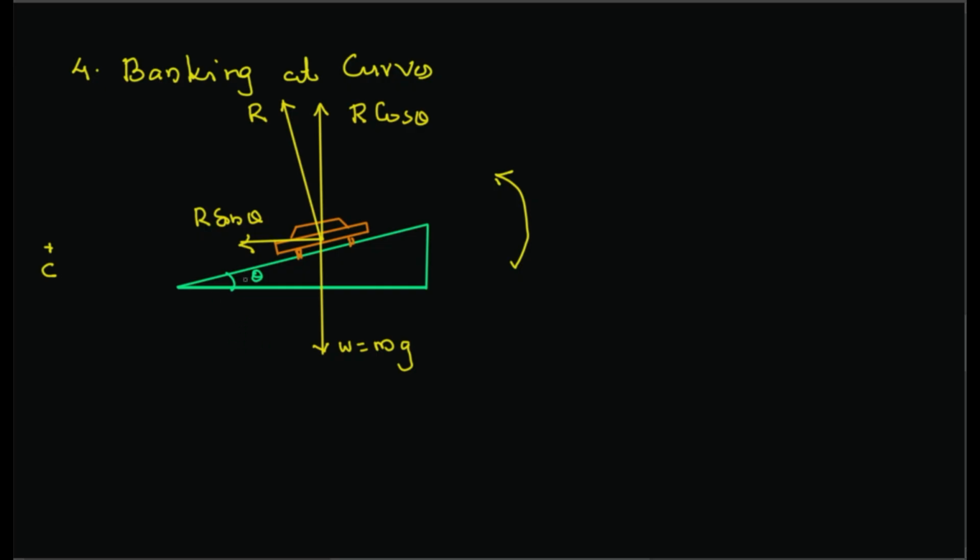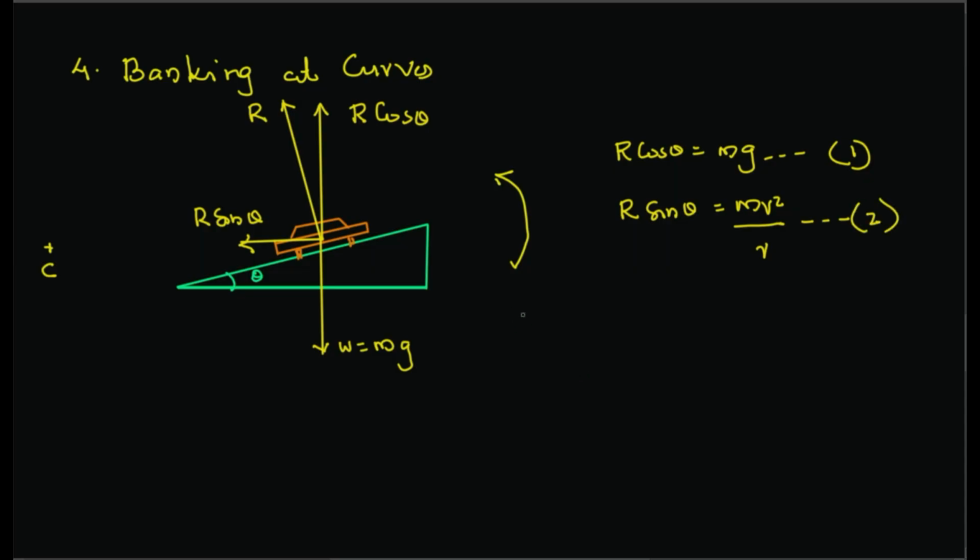Now we are ready to write the equations. As in the earlier case, we can write R cos theta is equal to mg, equation number 1. All these equations are similar because the forces we take and the angles we take are similar. That's why R sine theta provides the centripetal force. So we write R sine theta is equal to m v square over r, equation number 2.